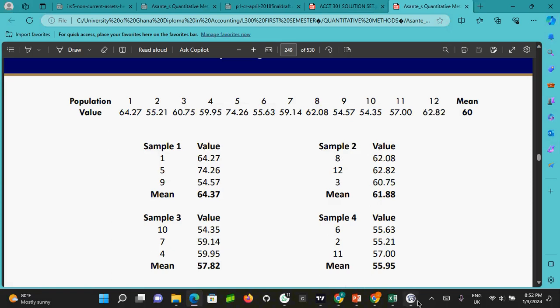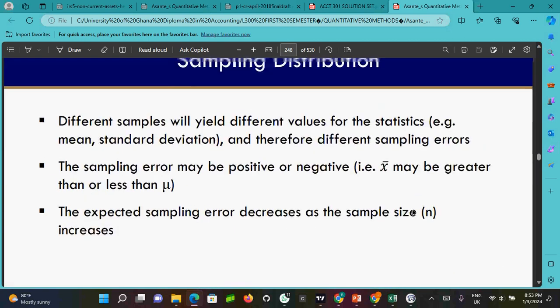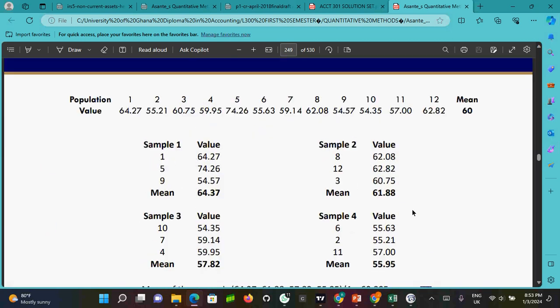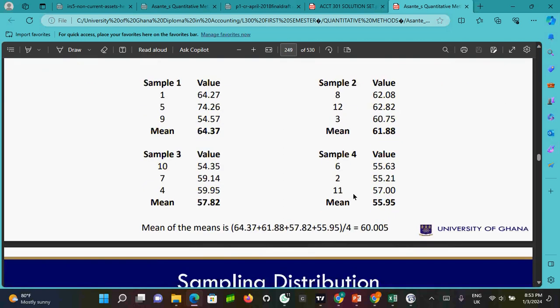And then for sample 2, they also selected 6, they selected 8, they selected 12, and they selected 3. It also has a different mean. So that's what they mean by different samples will have different mean values. Since they have different mean values, whenever you subtract them from the population mean, they will have different sampling errors. You understand? So that's what the above was explaining.